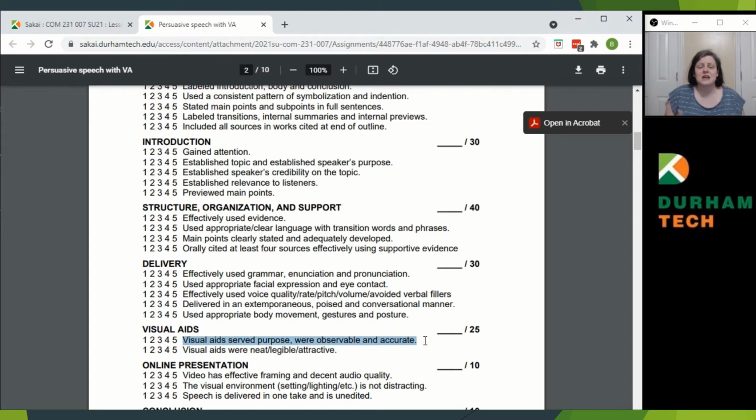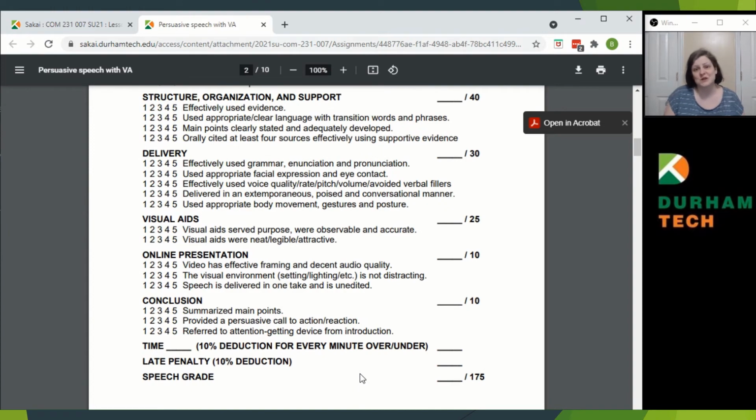For instance, if you were giving a sales speech and you wanted to talk about how to sell something, you can show the actual product. This is a blue snowball microphone that I use to record with. You can demonstrate the effectiveness by listening to it right now. Online presentations worth 10 points, and the conclusion is also worth 10 points.